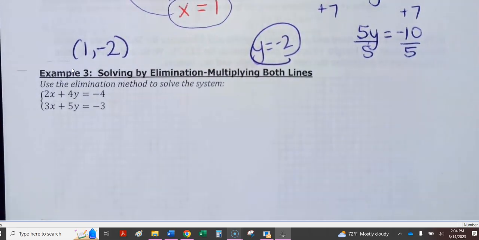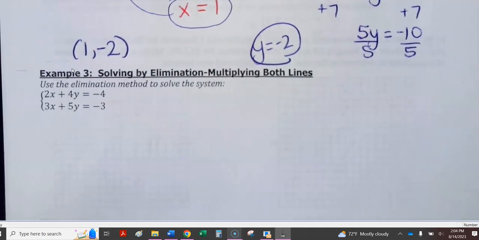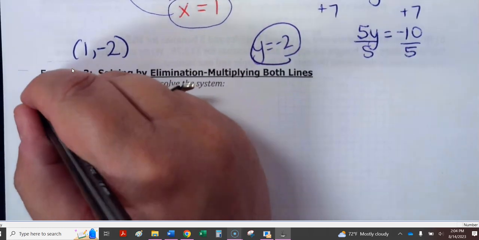Does anybody remember? What do you have to do in this situation where neither one works? I have to do something; it can't just be multiplying one of the equations. What do I have to do here? Both of them, right? Okay, what variable do you want to go after? X or Y? Doesn't matter, but X. Okay, how would you do it? What would you multiply by? You've got to multiply both lines. Perfect.